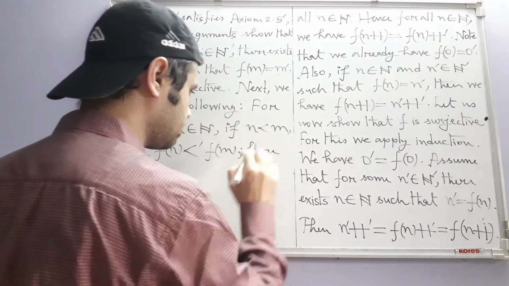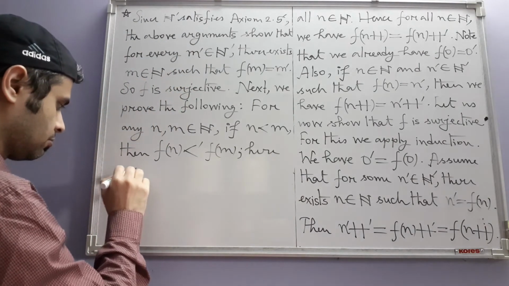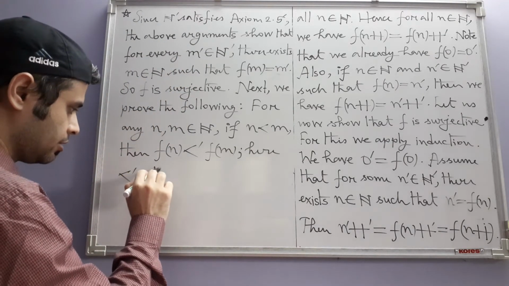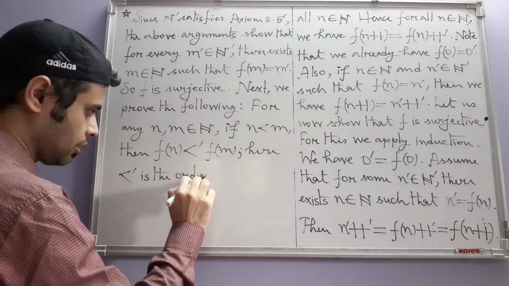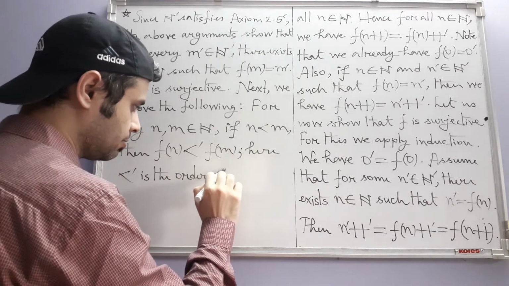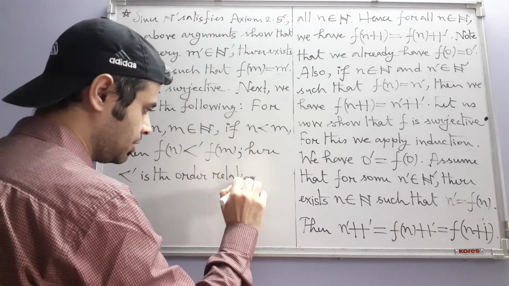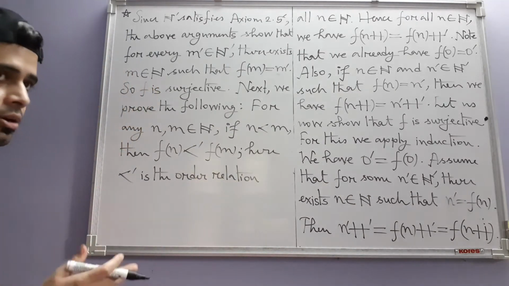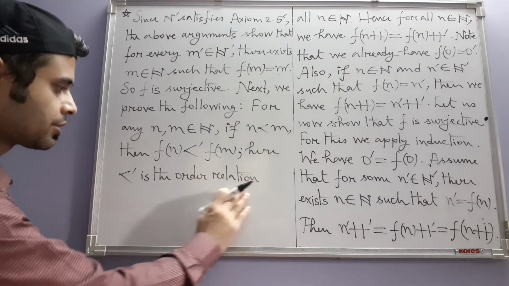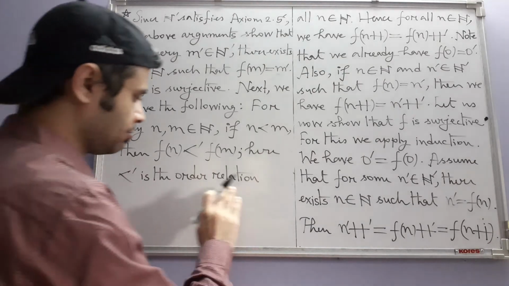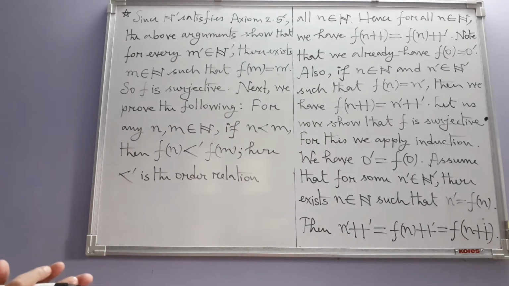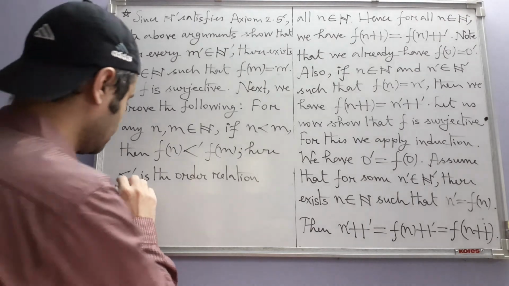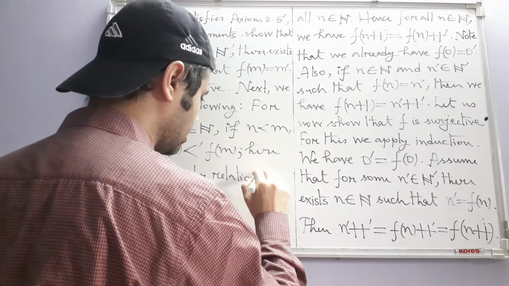Here this is the relation, or I should say ordered relation, although we have not seen what a general ordered relation means, but just for the sake of saying, we are saying this is an ordered relation. In chapter 8 we will see what a general ordered relation is.